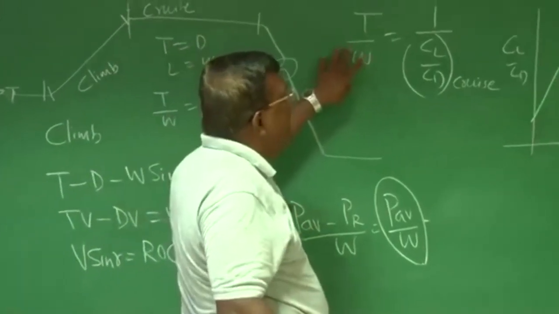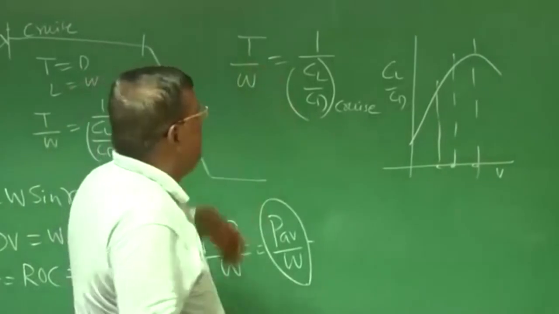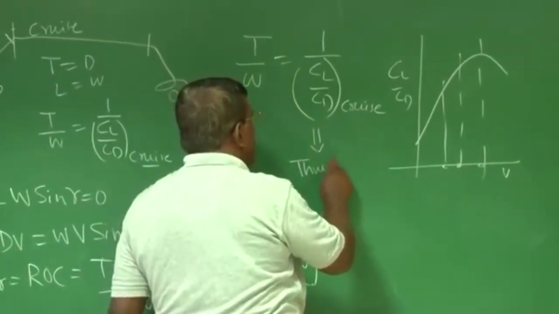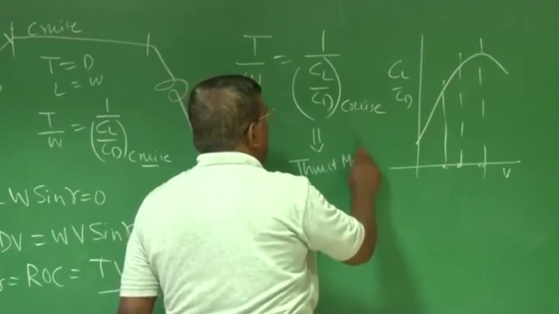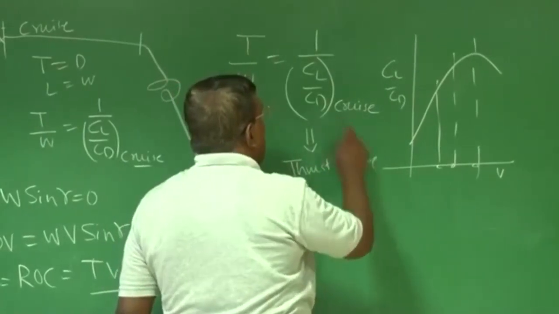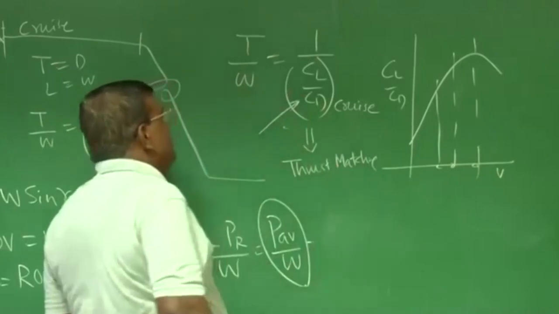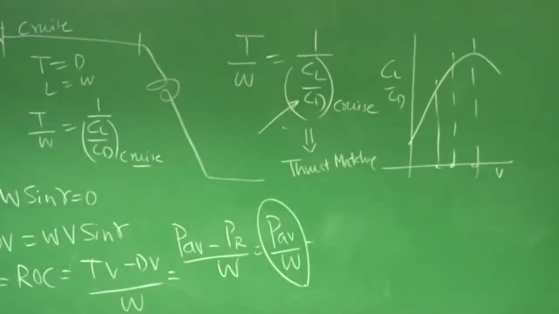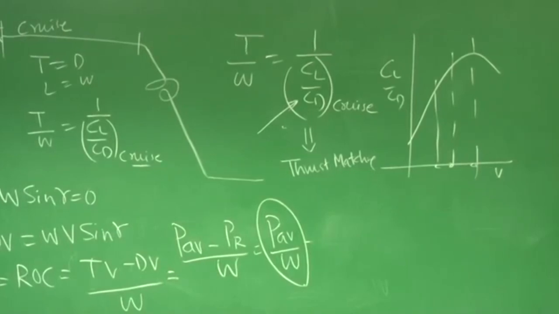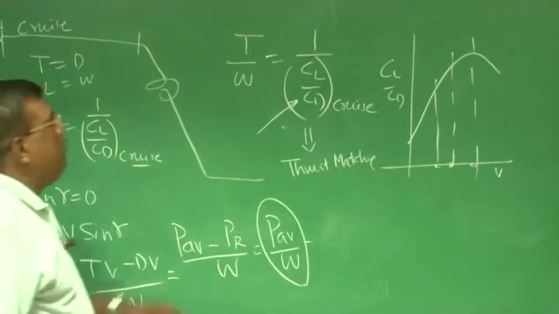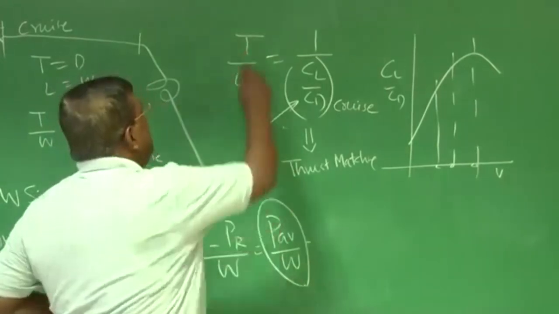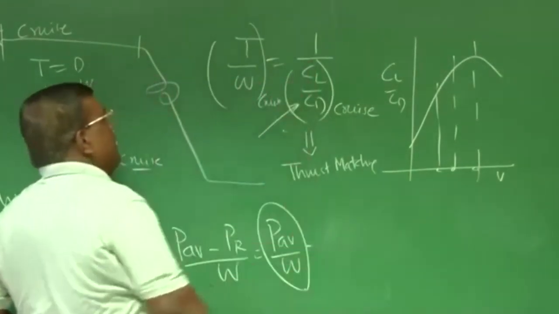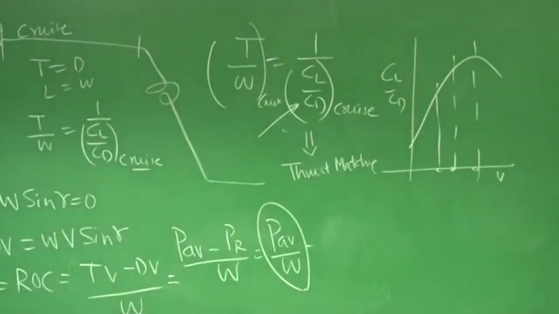That's why, if you see in a textbook, when they're trying to find this, they give a title called thrust matching. What is the meaning of that? If I am going to fly at CL by CD cruise, then T by W is 1 by CL by CD. I have to ensure that T by W for cruise is exactly given by this. Then I will be able to maintain it.